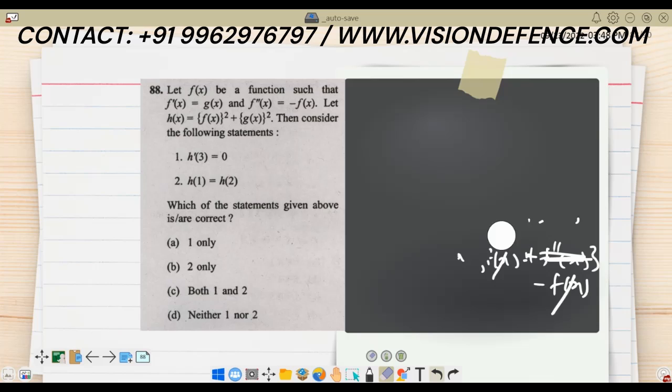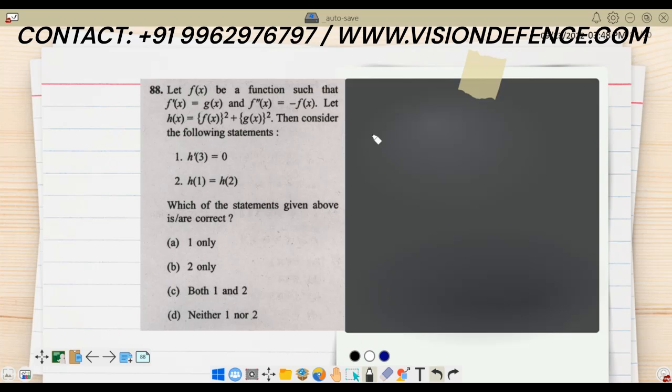Okay, now we need to check if h of 1 is equal to h of 2. Right. So if h dash of anything is equal to 0, then h of anything will always be equal to a constant, right? So this is a constant. So this will always be true, because if both are constants, both should be equal. So both statements are true. Both 1 and 2 are true.